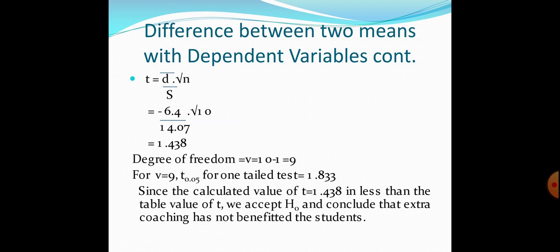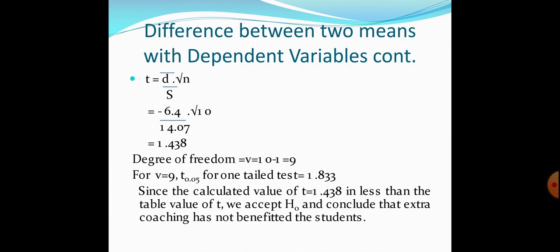For v equal to 9 and for a one-tail test at 5% level of significance, the value from the table is 1.833 and the calculated value is 1.438. Since the calculated value is once again less than the table value, we accept the null hypothesis and conclude that the extra coaching has not benefited the students. Let's hope you have a clear idea regarding this particular test.